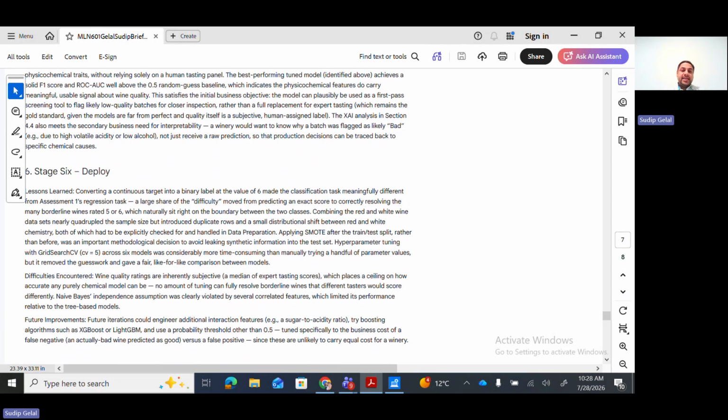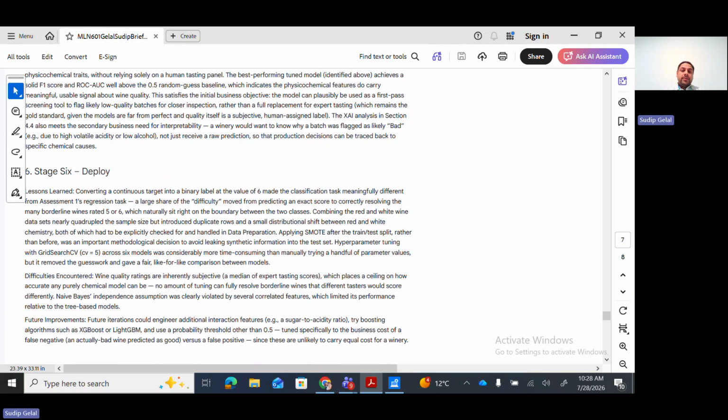And in stage six, the final stage is deployment. In a real winery, the random forest model could be connected to the quality control system. Staff would enter the chemical measurements of a new wine sample, and the model would quickly predict whether the wine is good or bad. This would help save time, reduce cost, and improve product quality.